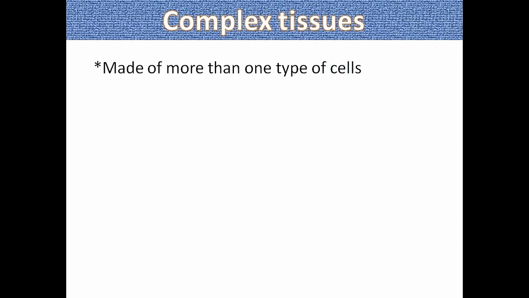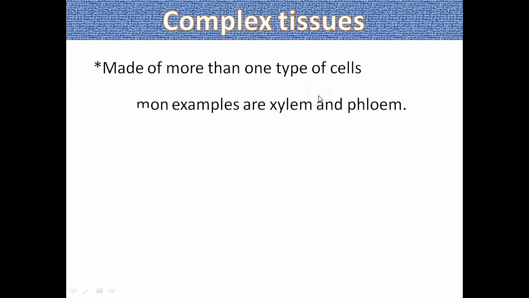What are complex tissues? When a tissue is made up of more than one type of cells, that is called as complex tissue. Complex tissues are made of more than one type of cells. Xylem and phloem are the common examples of complex tissues. Xylem and phloem are complex tissues because they are made up of more than one type of cells.